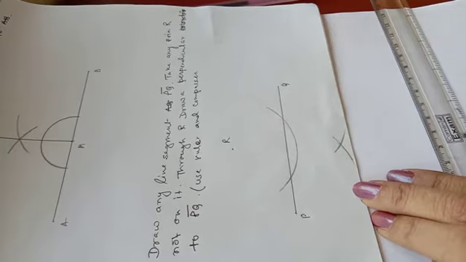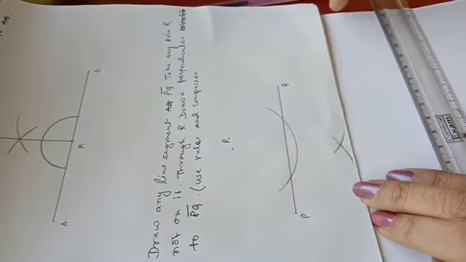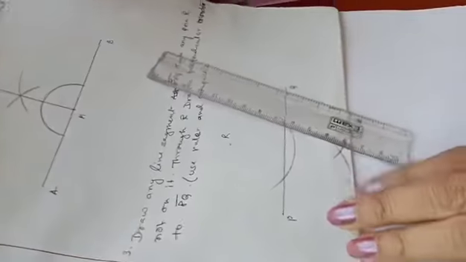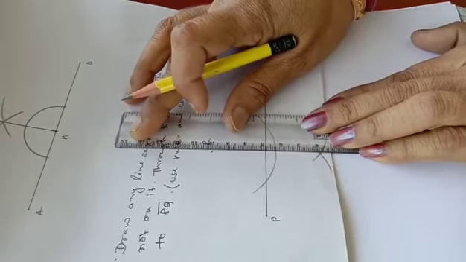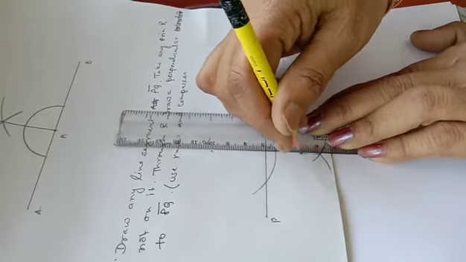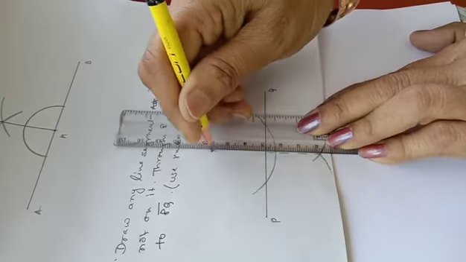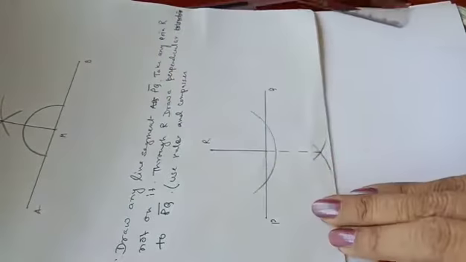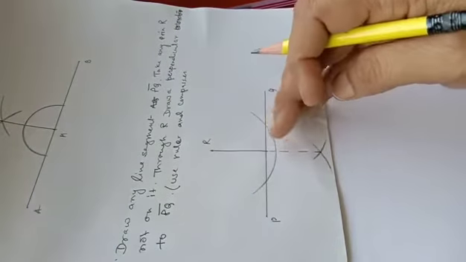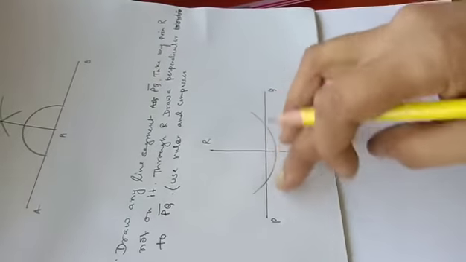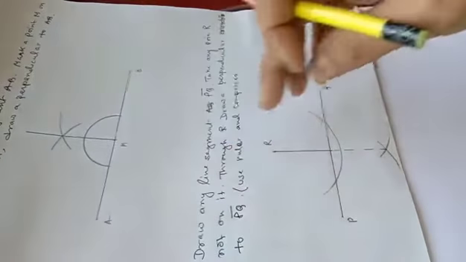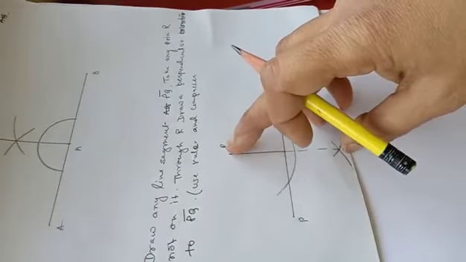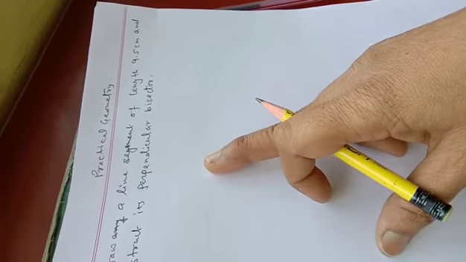In this way, when you complete making this arc, you have to join these 2 points so that it will be your perpendicular, but the perpendicular is not on the line. This point is not on the line. You have drawn a perpendicular on the line, but the point was from outside. The previous question point was on the line, the next question point was outside the line. Next question is also important.